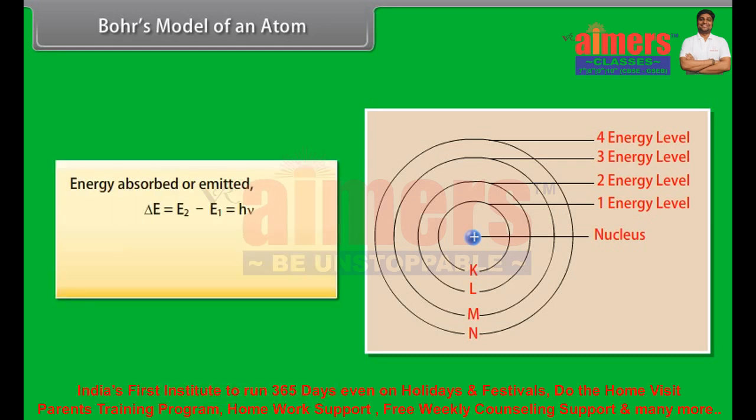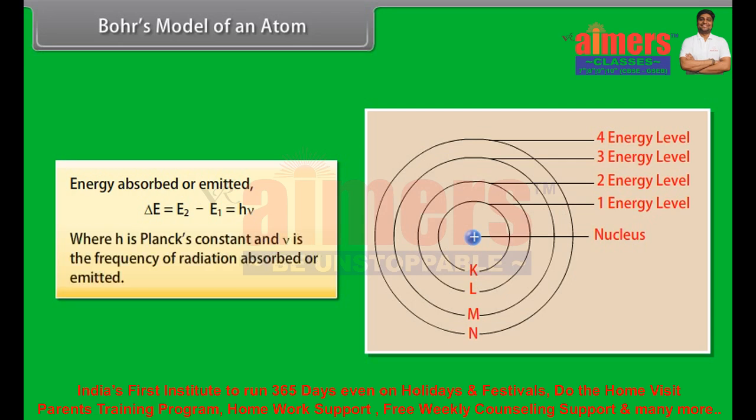Energy absorbed or emitted, ΔE, is equal to E2 minus E1, which equals hν, where h is Planck's constant and ν is the frequency of radiation absorbed or emitted.